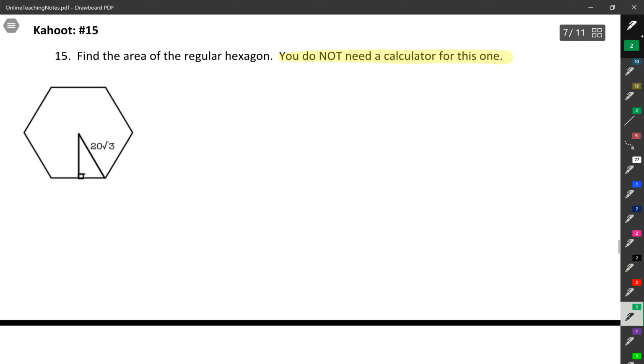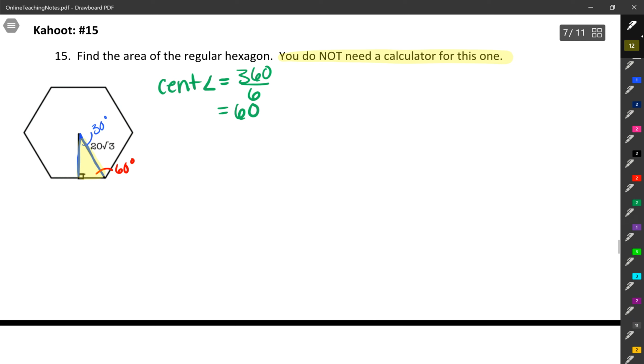So our central angle, and again, every time this will happen, so if you remember it, that's perfectly fine. It's 360 divided by 6, so the central angle is 60. Then when I cut that angle in half to get this angle here that I just traced in blue, this angle in here is going to be a 30-degree angle. Since that's a 30-degree angle, this angle down here at the bottom has to be a 60-degree angle. So this yellow triangle ends up being a 30, 60, 90 triangle.